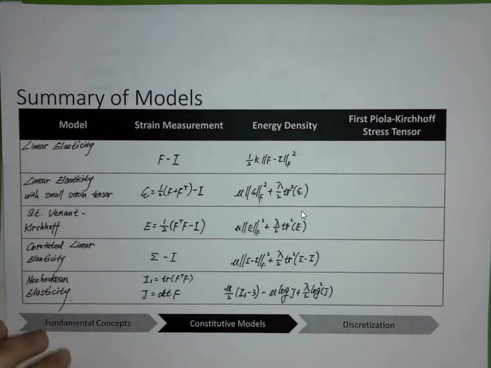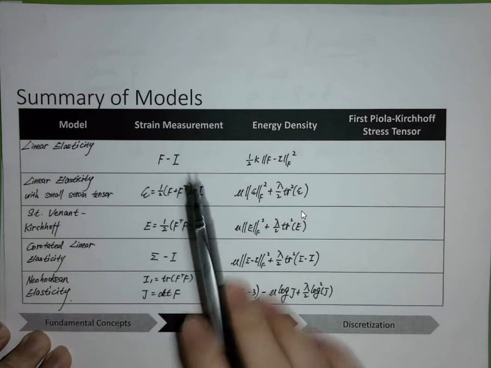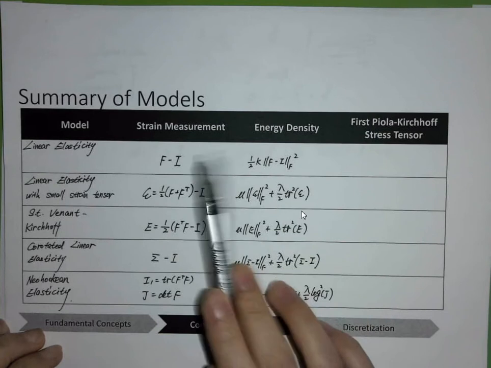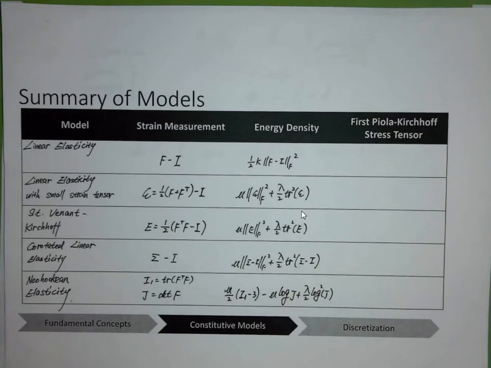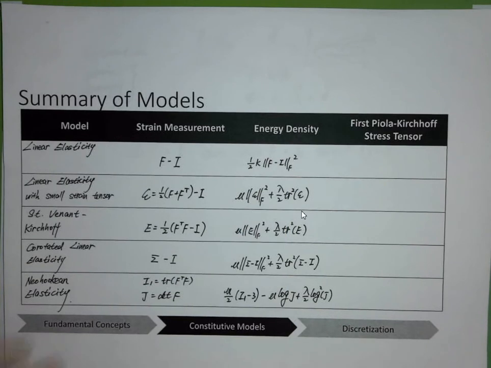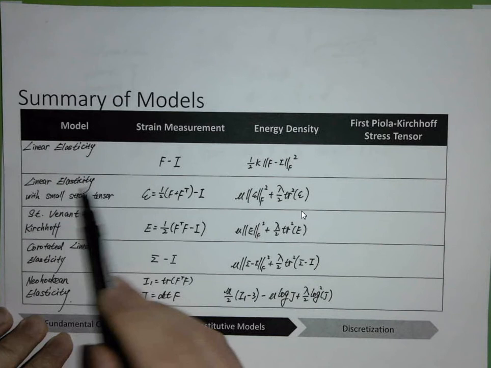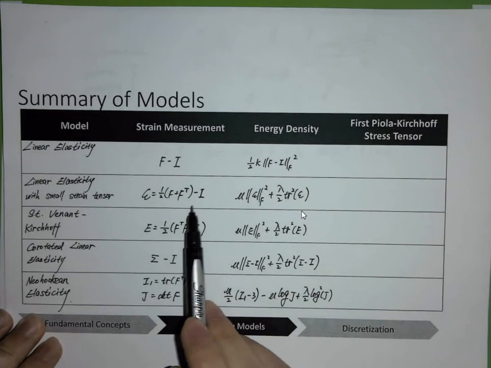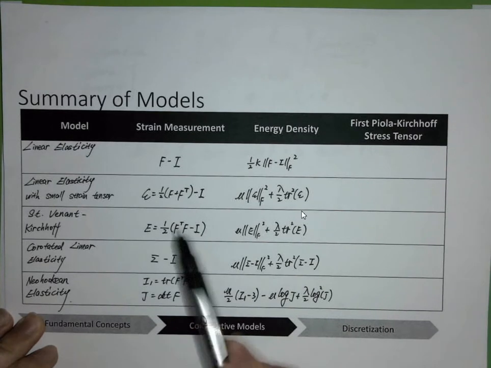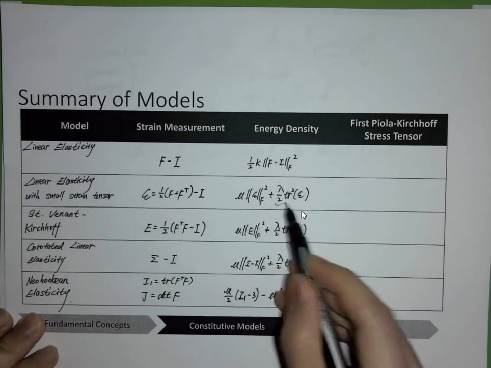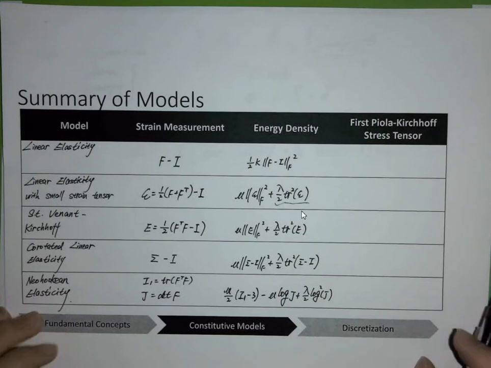So basically, in linear elasticity, we are measuring F minus I as the strain. Of course, this model is not rotational invariant, and this kind of energy density does not preserve any kind of volume. Then we have a better model, linear elasticity with the small strain tensor. This strain tensor is invariant under very small rotation. It's not globally rotational invariant, but under very small rotation it is okay. And because we are adding the second term onto that, it better preserves the volume.